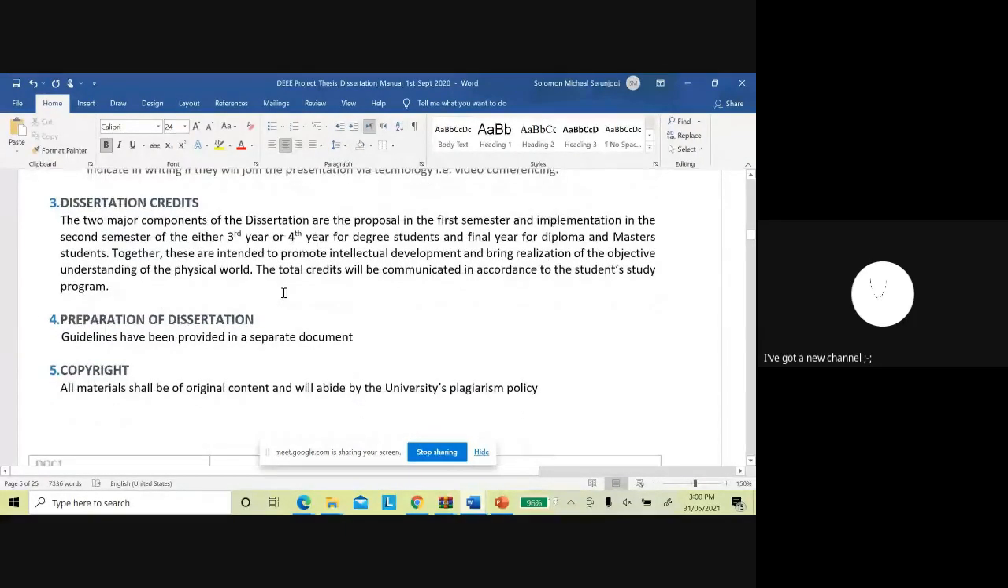So the most important thing in all this is originality, and I think Dr. Serugunda did stress the issue of originality and plagiarism. So there is a software called Turnitin. Turnitin helps at the end of your work, when you'll be expected to submit.